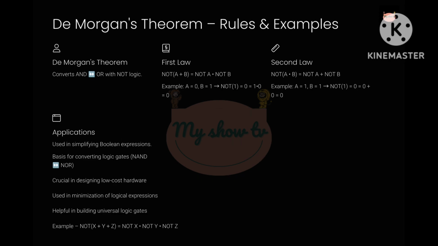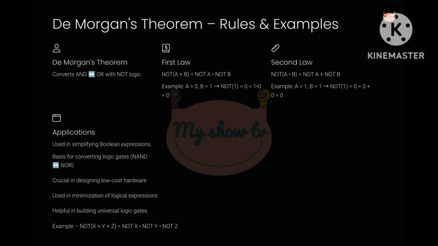Slide 5. De Morgan's theorem, rules and explanation. Now let's explore De Morgan's theorem, which is essential in logic circuit simplification. This theorem has two rules that help us convert expressions using NOT, AND, and OR operations. First law: NOT (A + B) equals NOT A AND NOT B. This means, if we take the OR of two variables and then NOT it, it is the same as NOTing both variables and ANDing them.